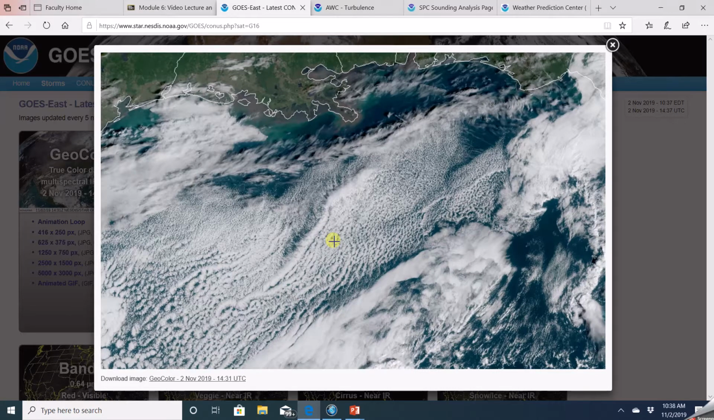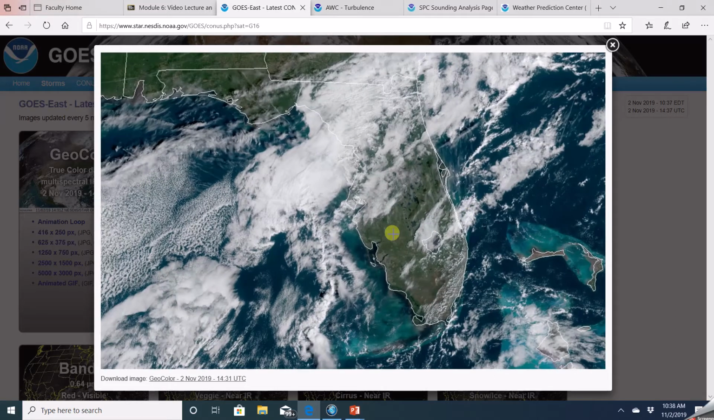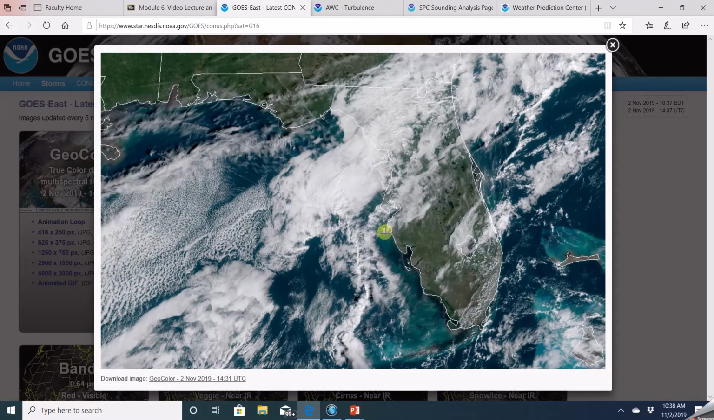So if you were flying across the Gulf of Mexico or into, say, South Florida down here, you're running into a lot of small cumulus clouds that are showing up. This is convection, and it's turbulent. It may not be strong turbulence, but there is some there. So if you're flying in a small aircraft especially, you might be bouncing around some.